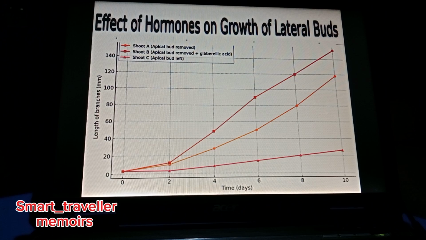This one graph is computer generated, and look at the way it looks. You have the region there of the colors. Shoot A, apical bud removed, you can see it there, that color there. Shoot B, apical bud removed plus gibberellic acid, you can see it. And then you have shoot C, apical bud left. Length of branches in millimeters, time in days. So this is generated to compare.